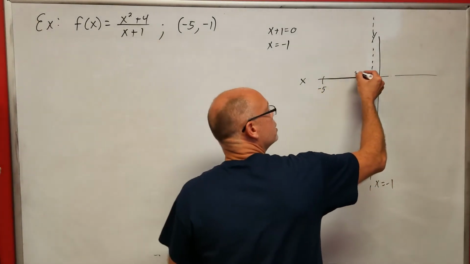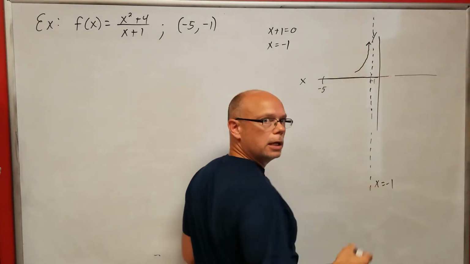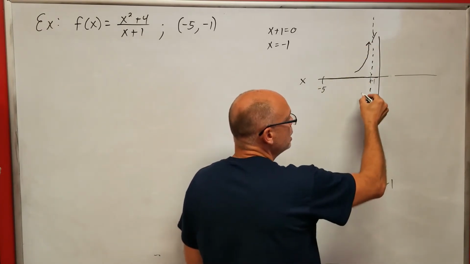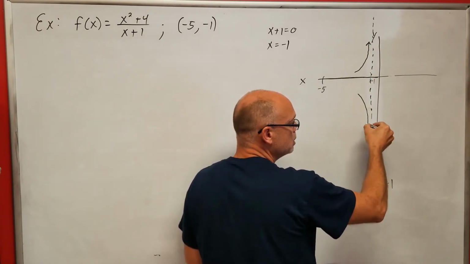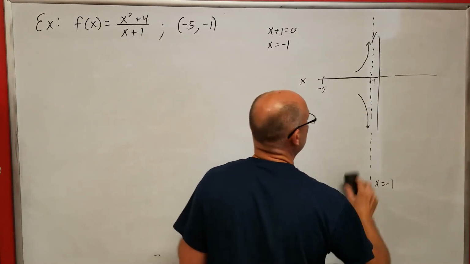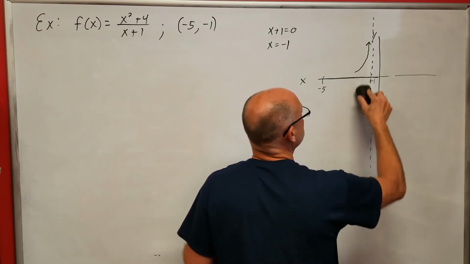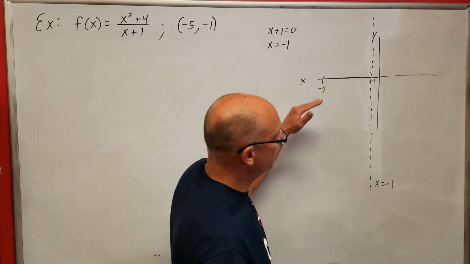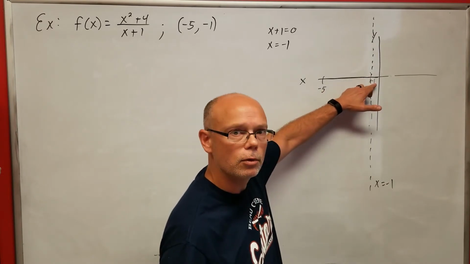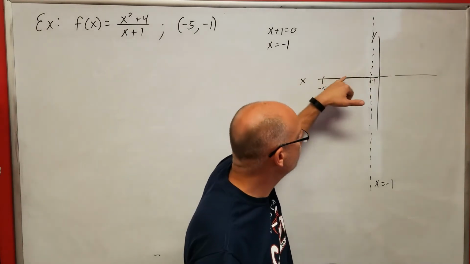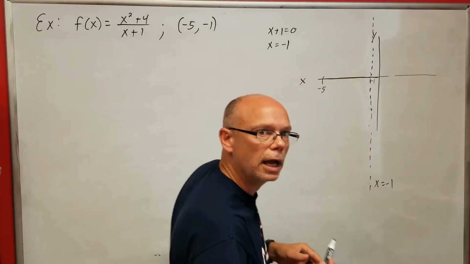If my graph would do like this, then I'd have no absolute max on that interval because it goes up forever. If my graph would do this, then I'd have no absolute min because it would go down forever. Well, let's see what happens. Let's look at the behavior of my graph as I approach that value of -1. And in fact, let's look at what happens as I approach -1 from this direction, from the left.